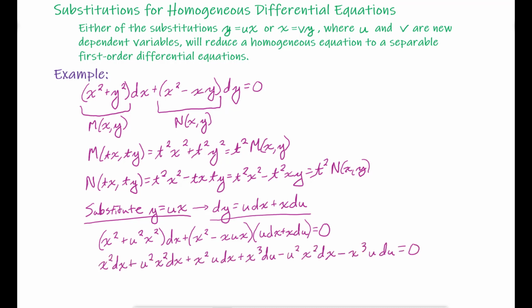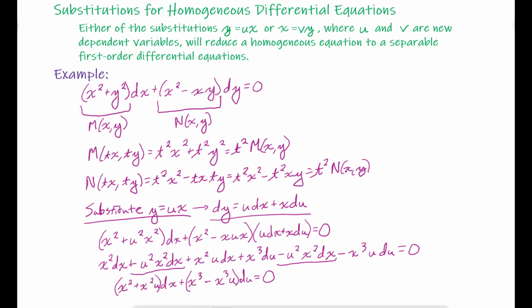After expanding, we can see that we have a plus u squared x squared dx and a minus u squared x squared dx. So those will cancel each other out. And otherwise, the terms that are left are all unique. So I'm going to group them according to what derivative is taken with them. So I'll put the dx's together and the du's together.